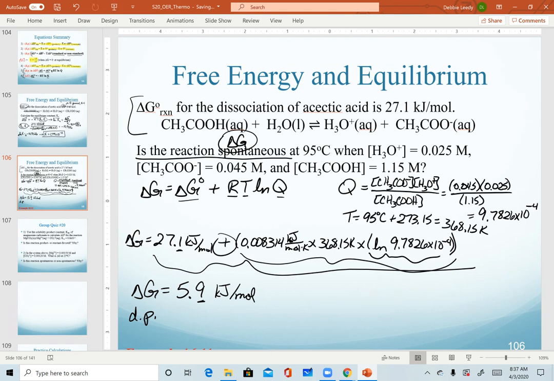So realize the question was, is this reaction spontaneous? And just answering yes or no will get you 0 credit for these. We have to go through the calculation and remind ourselves that because this is a positive value, this indicates that under these conditions of concentrations, this reaction is non-spontaneous. In other words, this reaction needs to go in the reverse direction to reach equilibrium.